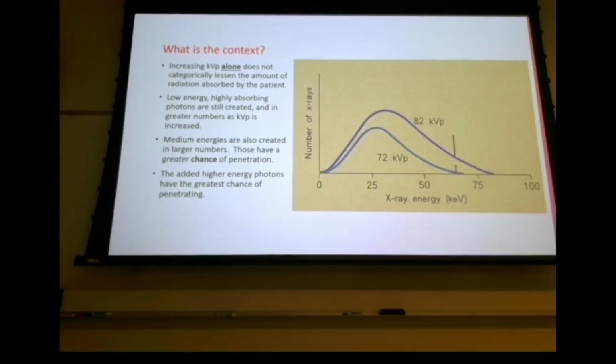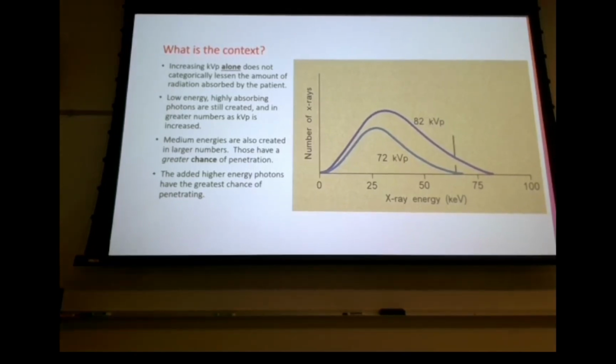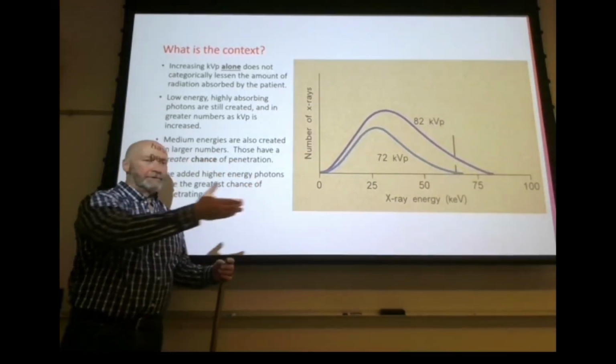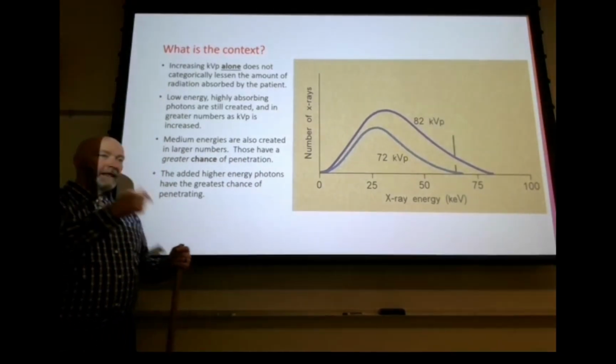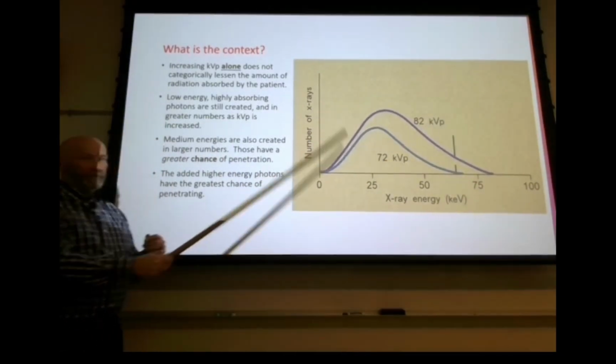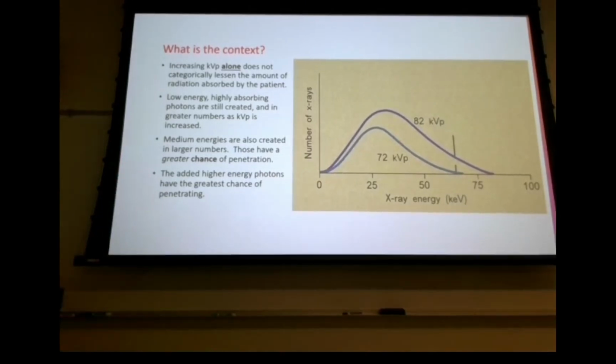Increasing kVp alone does not just magically remove interactions from the X-ray beam. The higher energy X-ray photons that we create are less likely to be absorbed, but we're still going to have all that. So patient dose is still going to go up. Low energy, highly absorbing photons are still created, still emitted, still absorbed by the patient. Medium energies are still going to expose the patient. They have a greater chance of penetration, and a greater chance of penetration as scattered photons as well.